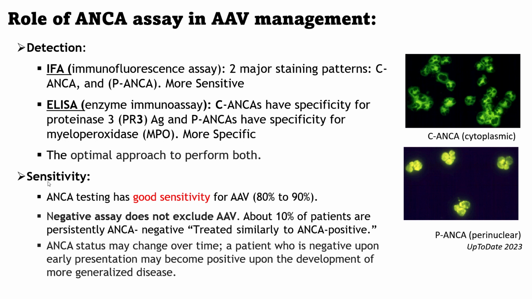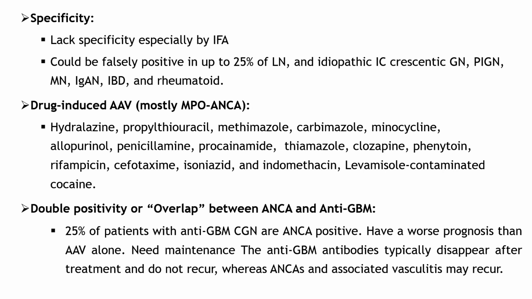So the ANCA assay is sensitive. It has a good sensitivity, about 80 to 90%. But remember that 10% of patients are persistently ANCA negative. So a negative assay does not exclude ANCA-associated vasculitis by 100%. And remember that ANCA status may change over time. So the patient could be negative at the start of the disease, but it may become positive upon development of generalized disease.